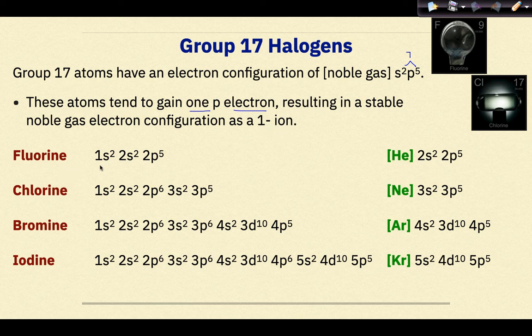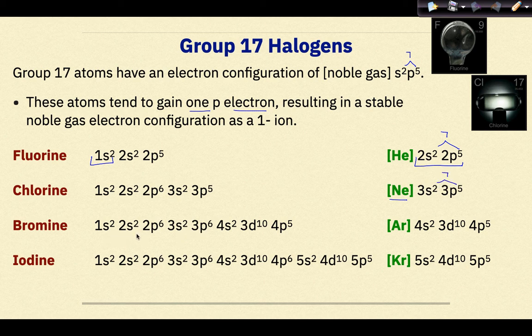So for example, fluorine, 1s2, 2s2, 2p5. We have the helium noble gas core, which is representing the 1s2, and then the 2s2, 2p5 represent the valence electrons, adding up to 7, which represents, again, fluorine's 7 valence electrons. Chlorine, 1s2, 2s2, 2p6, 3s2, 3p5, where the noble gas core is represented by the electron configuration of neon. The 3s2, 3p5 represents the valence electrons of chlorine, as 2 plus 5 gives me 7.